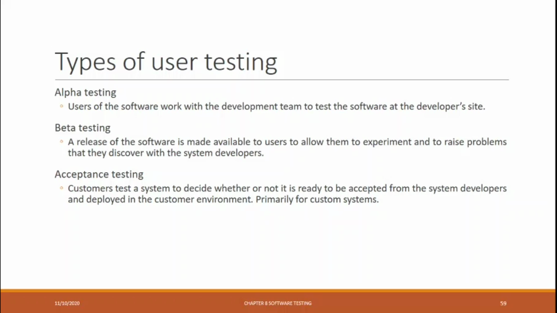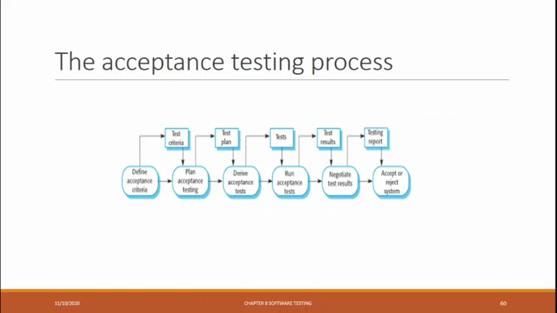So, and deploy in the customer environment. Acceptance: once you do the beta testing and alpha testing, it's acceptance testing. It checks whether the product can be accepted by the developer and implemented at the user site. That is tested in acceptance testing.